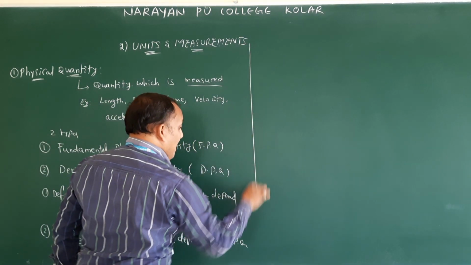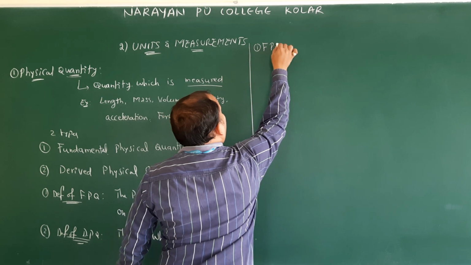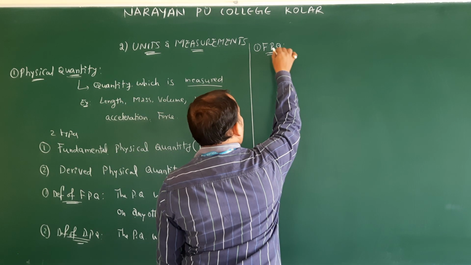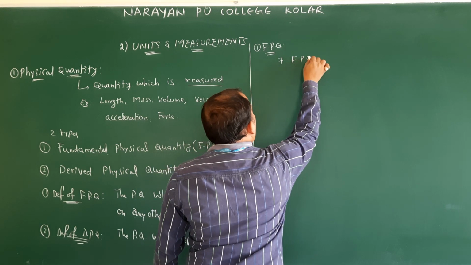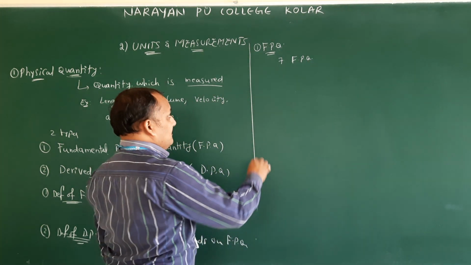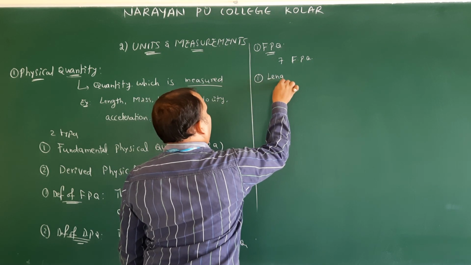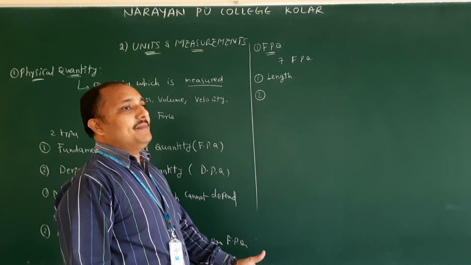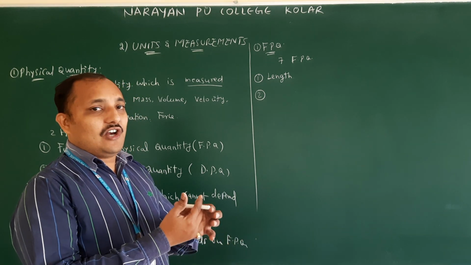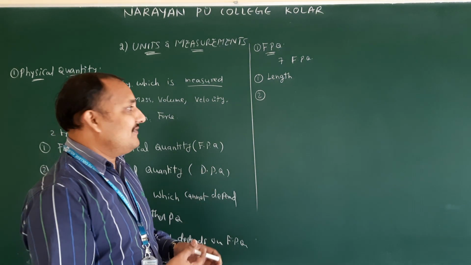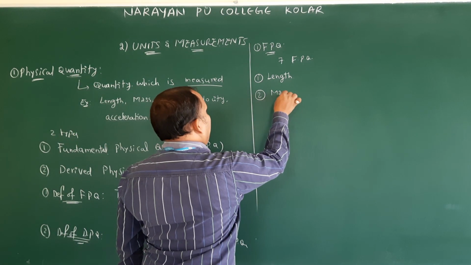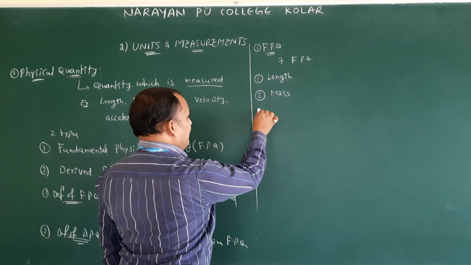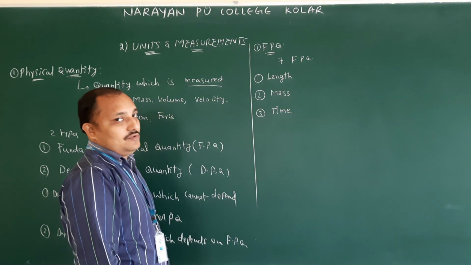So first, fundamental physical quantities. There are 7 fundamental physical quantities. So what are those? We will see. First one, length. Okay, length is a fundamental physical quantity. If you are going to measure length, it will not depend on anything. The length of this chalk piece depends only on length. It does not depend on any other physical quantity. Next, mass. Mass also will be there individually, and it will not depend on any other physical quantity. Third one, time. So length, mass, time.